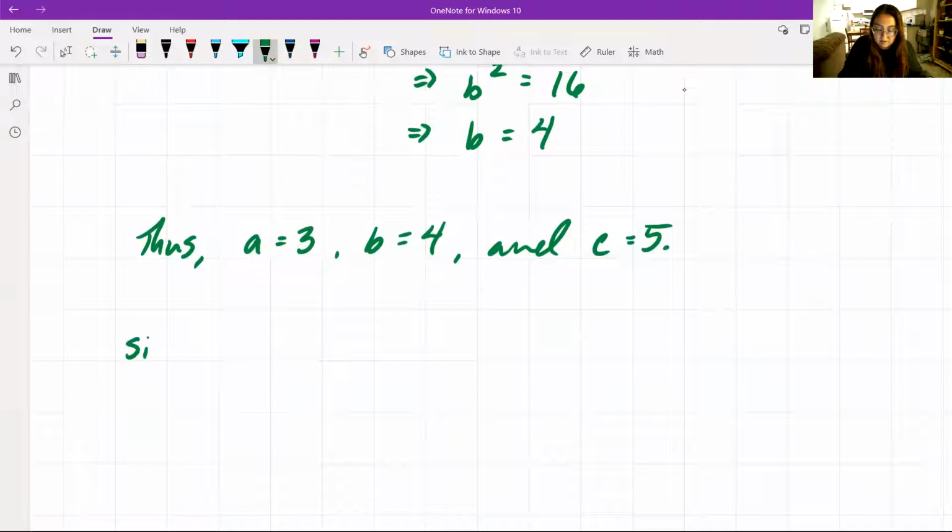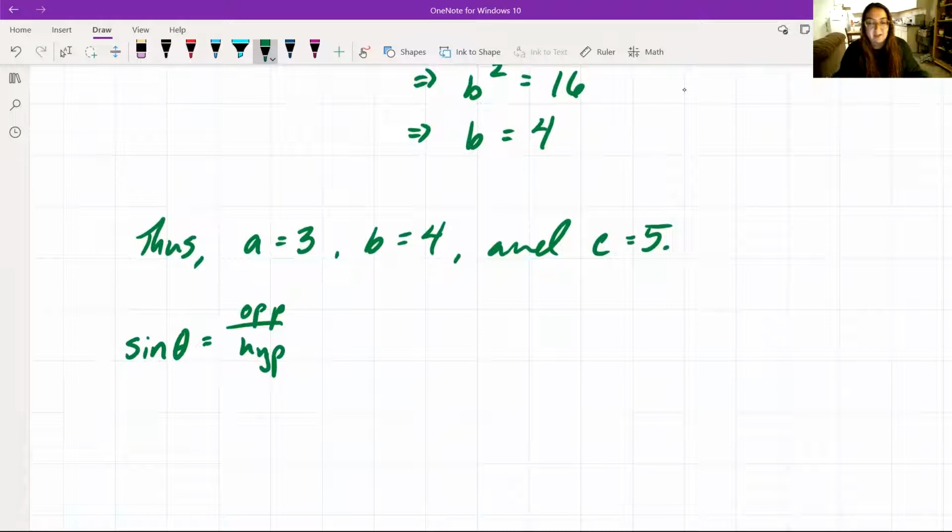So starting off with sine of theta, we know that sine of theta is going to be opposite over hypotenuse. Since we're going to write it so many times, opposite is going to be OPP, hypotenuse will be HYP, adjacent will be ADJ. So sine of theta is the opposite over hypotenuse, which in this case is going to be B over C, which is the value of B, 4 over 5.